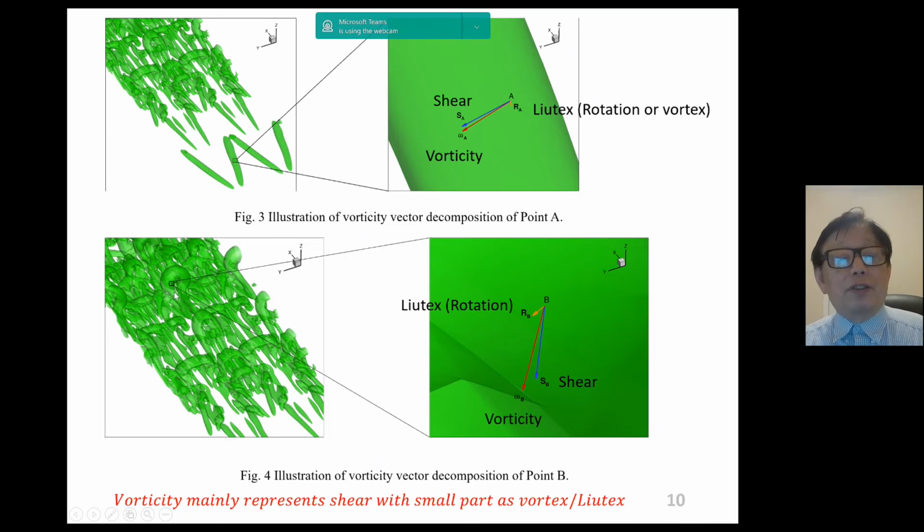Same thing for other points, like a hairpin vortex point. We also find that the vorticity is very different from rotation. It is pretty much close to shear, non-rotating shear. Anyway, vorticity cannot be used to represent the flow rotation of a vortex, especially near the boundary.